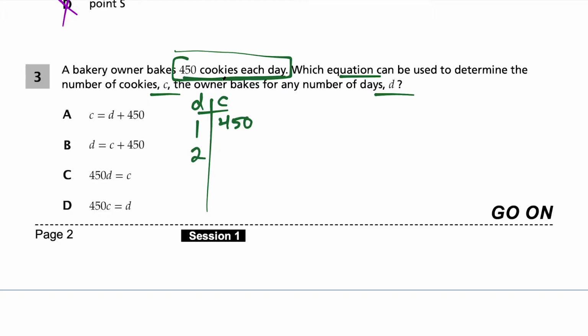So by day 2, let's say the cookies are just sitting there. How many cookies were made by day 2? It would be 450 plus another 450, which would be 900. And then by day 3, that would be 1350 if I add another 450. So now think about what's the relationship between D and C. Well, to get column C, I'm taking column D and multiplying by 450. So C would be equal to 450 times D. This would tell us how many cookies after D days. So right away when I scan the answer choices, that is going to line up with choice C.